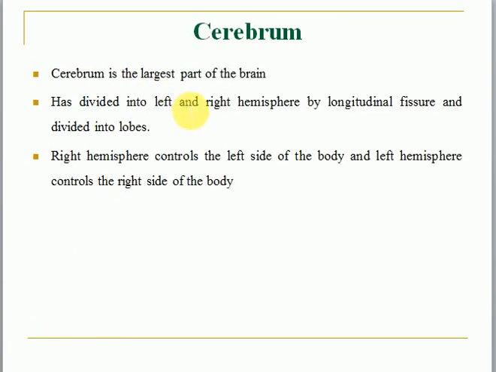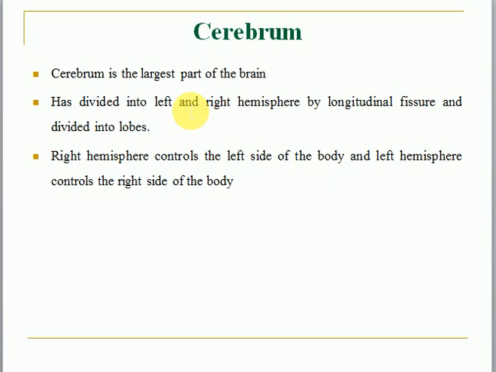What is important is what we are going to discuss. We see that there are major regions of the brain. In the major regions of the brain, one region is the cerebrum. So what is the cerebrum? The cerebrum is called the largest part of the brain.